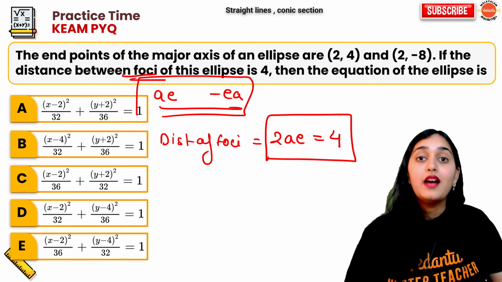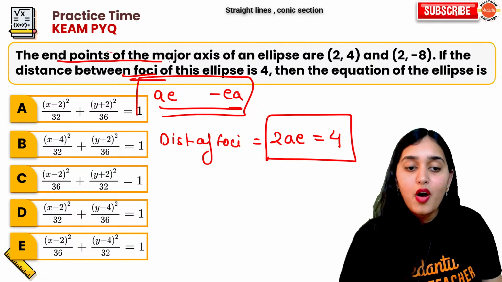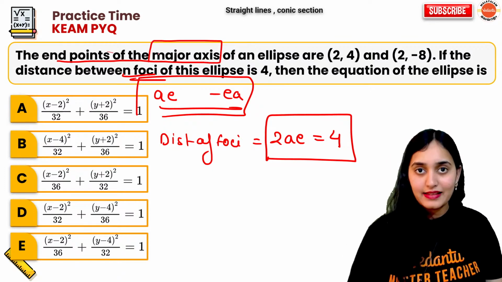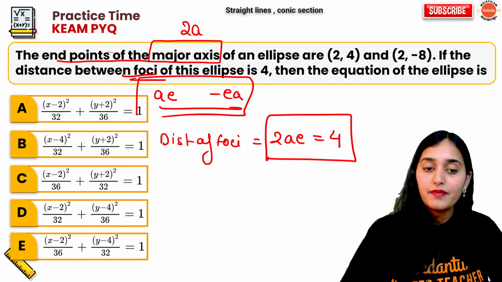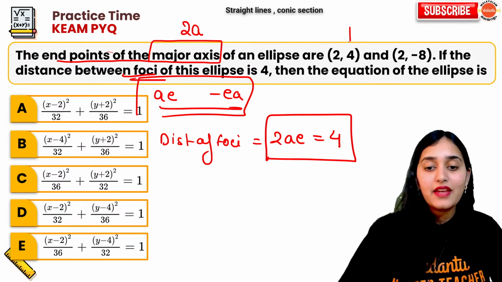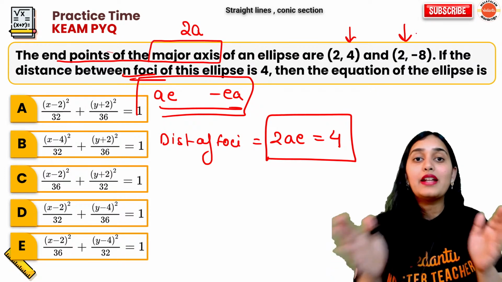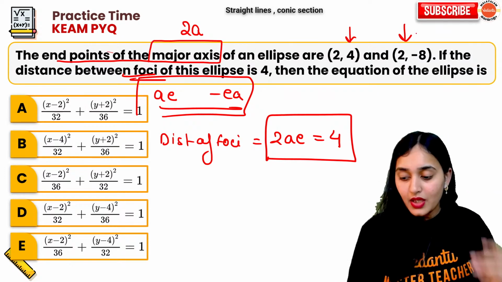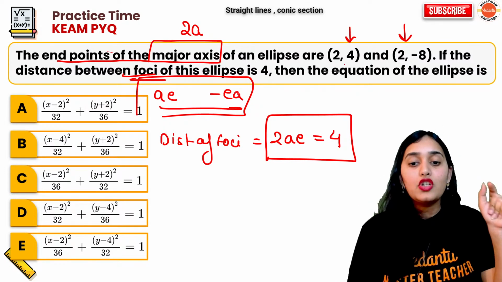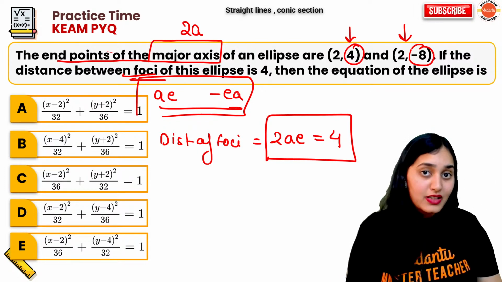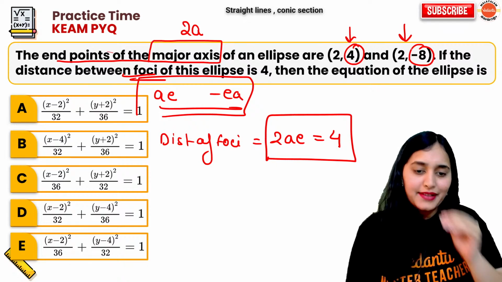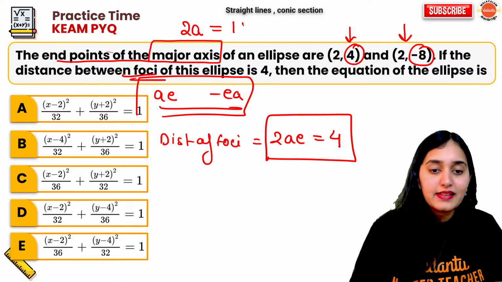Point number 1. Second point, the end points of the major axis are given. Now, major axis is what? 2A. So, 2A is given by this. What is the distance between them? So, the distance between 4 and minus 8 is how much? 12. So, that means 2A is 12.